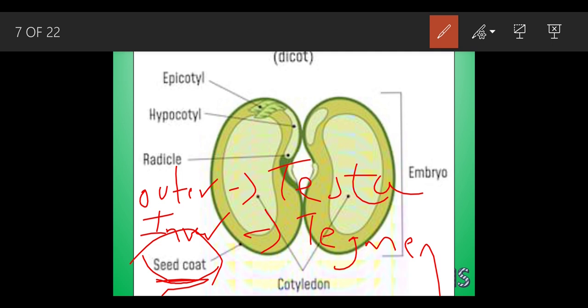This seed coat is of two types. What is the function of the testa? To protect the delicate inner organs. And what is the function of the tegmen? To protect from bacteria and fungi. If small microorganisms come inside the seed, it might get damaged, but the seed is not going to get damaged because there is a tegmen which also helps in the protection of the seed.